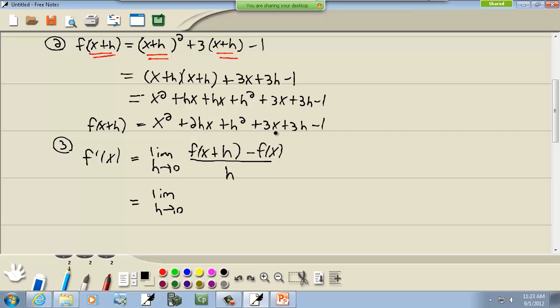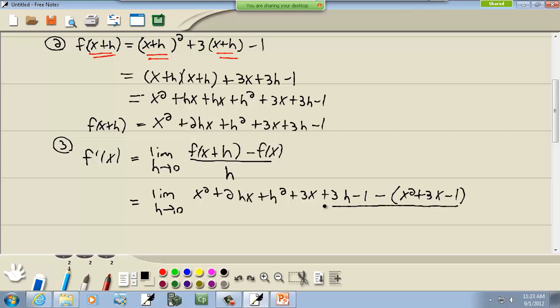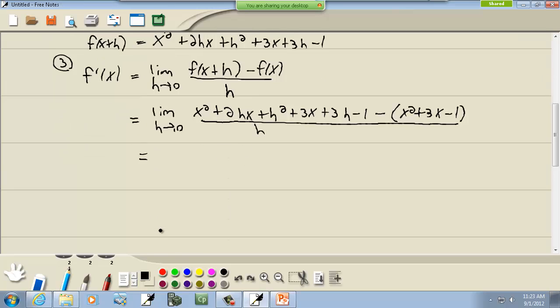The f of x plus h we said was all of this. So it's x squared plus 2hx plus h squared plus 3x plus 3h minus 1 minus f of x. Well, f of x, if I scroll up, was x squared plus 3x minus 1. So x squared plus 3x minus 1 all over h. Now again, this is just still a simple combine together like terms, and then we'll do something a little bit different.